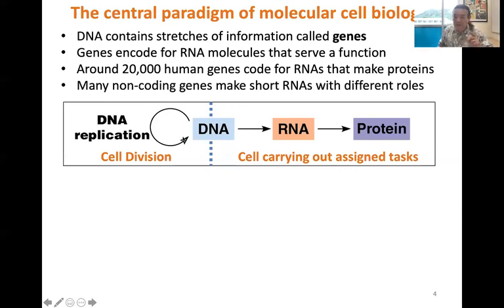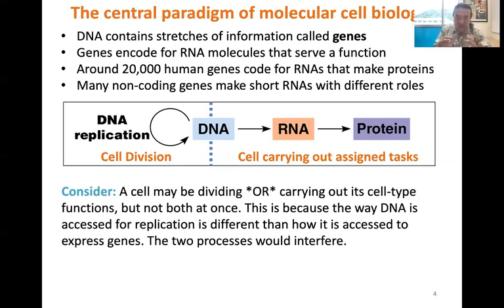Of course, our cells also utilize DNA when we have to replicate or copy the DNA for cell division. But that, you see, is a different process. That goes to the left. It's important to keep in mind that a cell at any given time may be dividing, so going to the left here and doing something with DNA to replicate it, or carrying out its cell type specific functions, so going to the right of this figure. But it cannot be doing both at the same time. That's because the way the DNA molecule is being manipulated or accessed to perform these different functions, those functions are not compatible with each other. You can't do both at the same time.